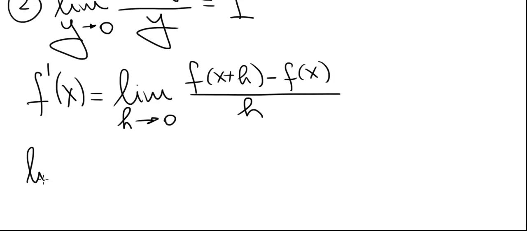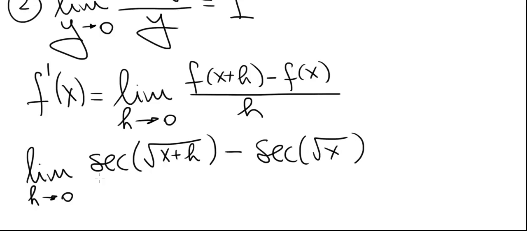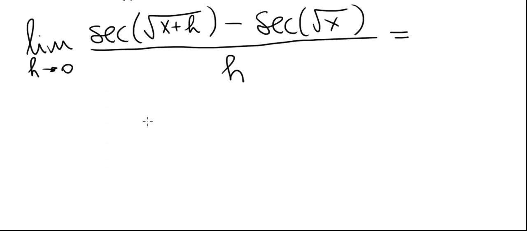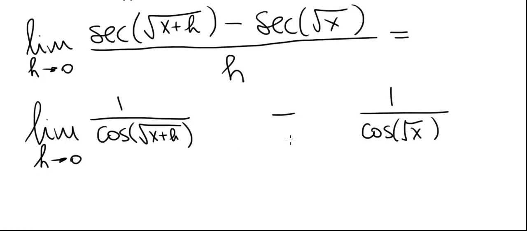So in our case, our function f is secant of square root of x, so this is the limit as h goes to 0 of secant of the square root of x plus h minus secant of the square root of x, divided by h. Now all we have to do is evaluate this limit, and it will involve several steps. The first step is to express this in terms of cosine. So this is the limit as h goes to 0 of 1 divided by cosine of square root of x plus h, minus 1 divided by cosine of the square root of x, all over h.